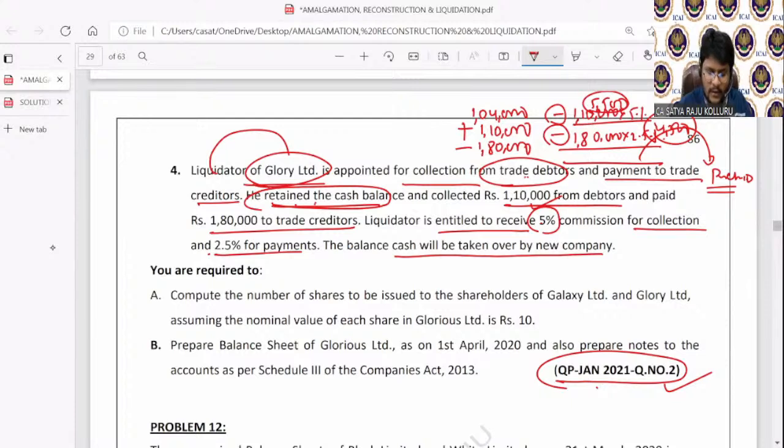1,04,000 plus 1,10,000 minus 1,80,000 minus 5,500 minus 4,500. I got 24,000. 24,000 of the cash balance is transferred by Glory Limited to the Glorious Limited.